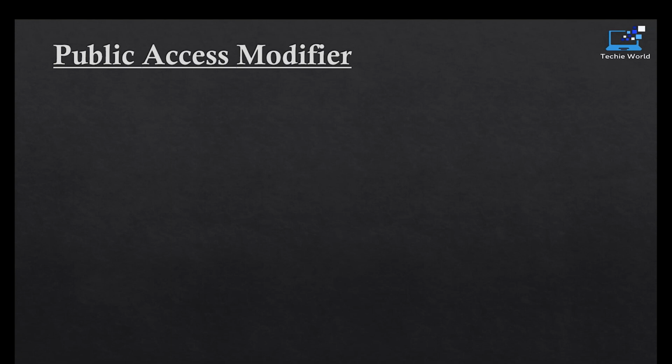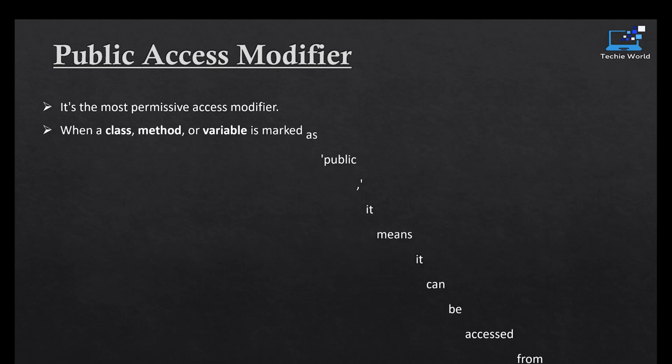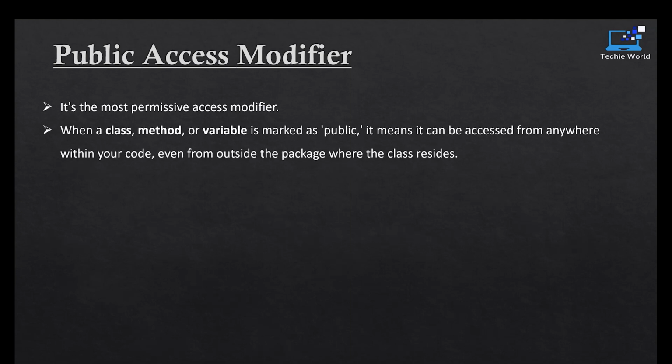Let's have a look at some of the theoretical part about the public access modifier and then we'll see a code snippet to understand it. So the first point, which I already told you, is that it is the most permissive access modifier in Java. Most permissive means if a class or variable or method is public, then it can be accessed from anywhere in your application. The second point is when a class, method or variable is marked as public, it can be accessed from anywhere within your code, even from outside the package where the class resides. That's what I already told you about public access modifiers.